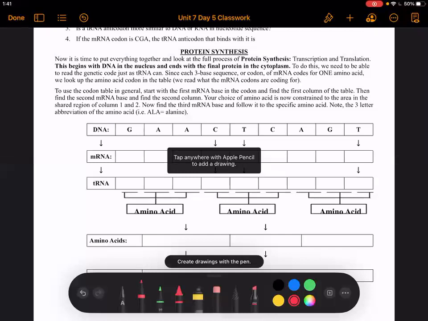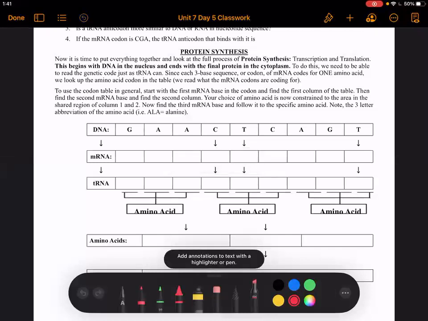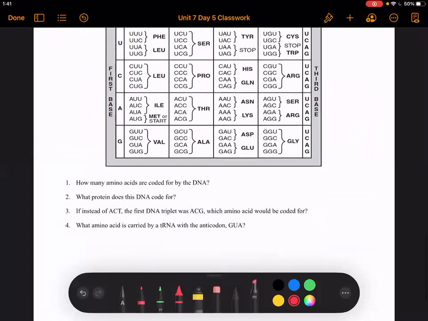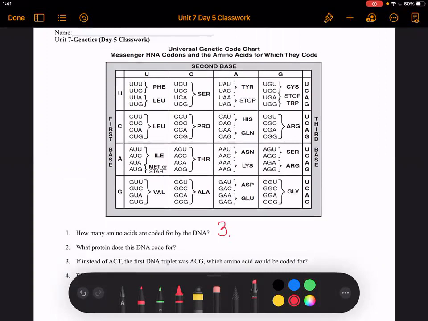Okay, so looking at our DNA strand, I don't have the answers filled in, but you should have gotten that it coded for 3 different amino acids. Okay, so the answer there was 3. Now, some people also interpreted this as how many amino acids are coded for in general. And if you did that, you could have counted up all the amino acids on this chart and gotten that the answer is 20. So there are 20 different amino acids.